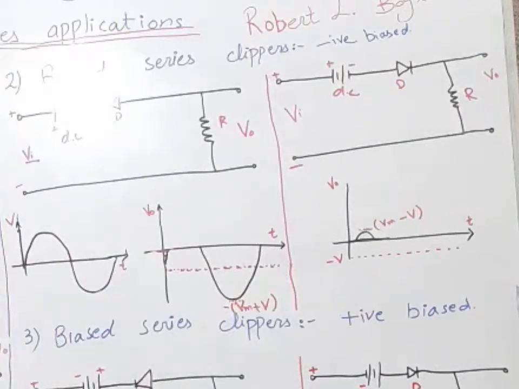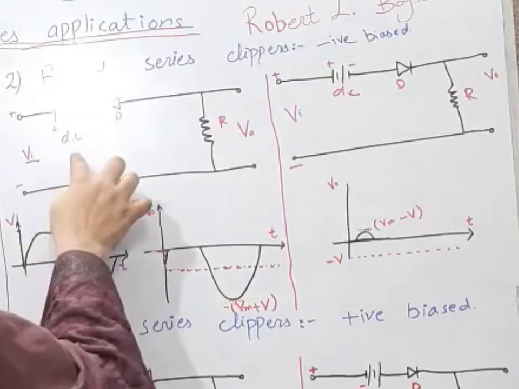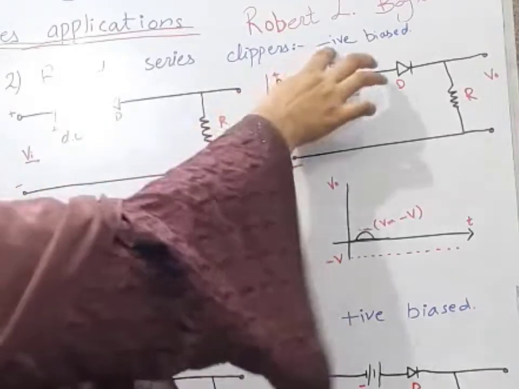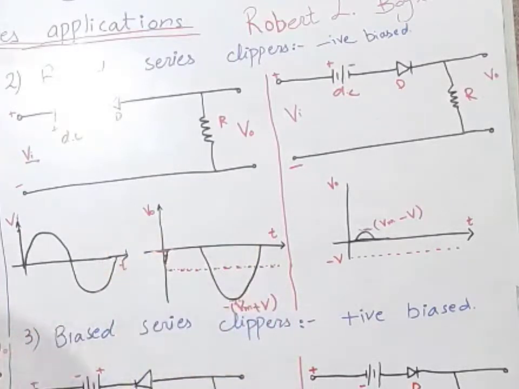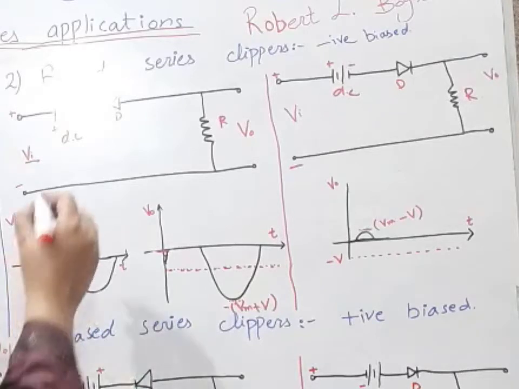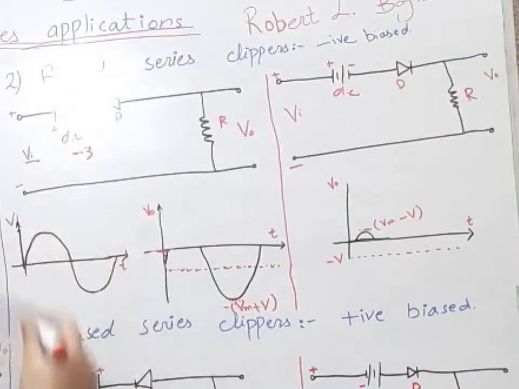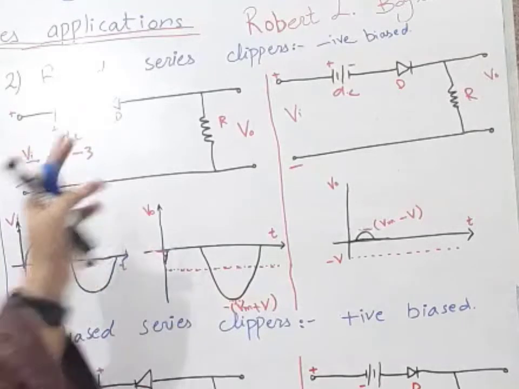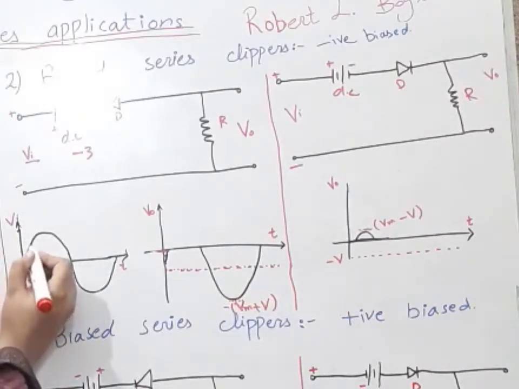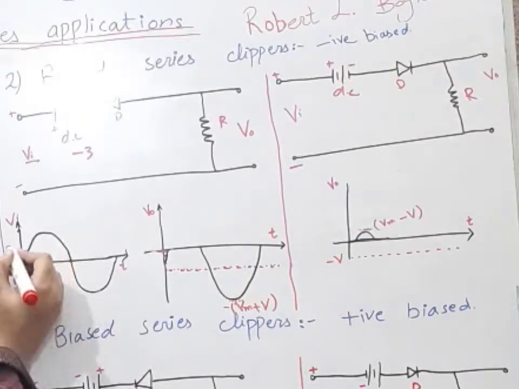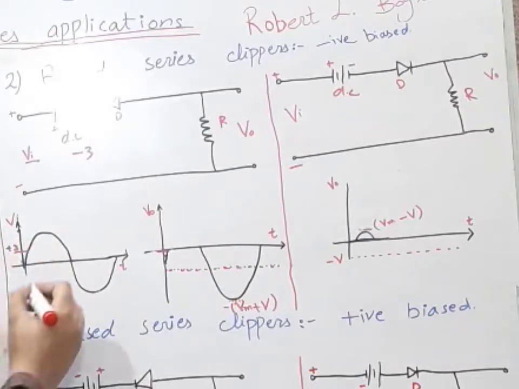Now here is Vi, and this is the DC, and the DC is negative biased, so we will have the DC value on the negative axis. Let us consider our DC potential is -3. Now focus at this point. It is very important to understand. Our applied waveform is at +1. Let us consider here is +3, and here is -3.